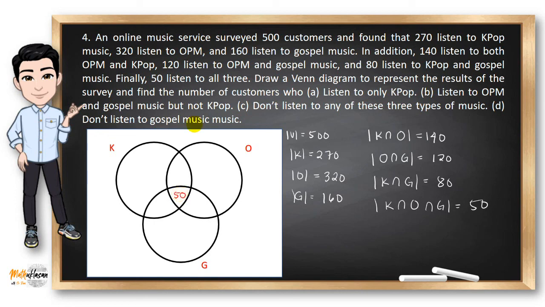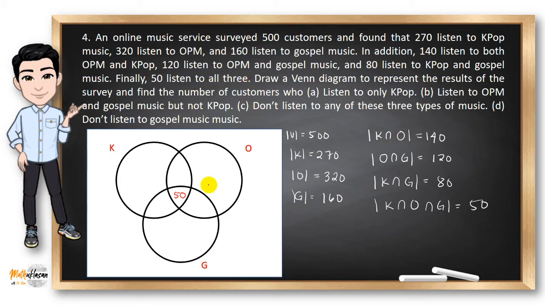For the solution of this problem, I'm going to use a direct approach wherein I'm going to complete first all the missing elements of each region inside the rectangle. So here, we could clearly see that the middle part here is 50 because this represents the region of the customers who listen to those 3 types of music.